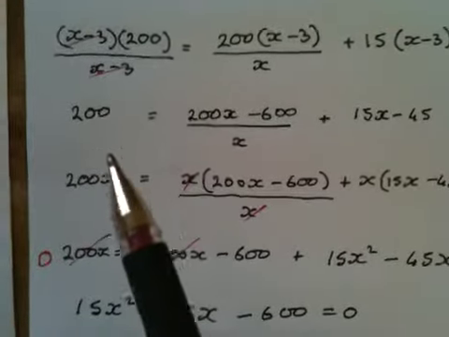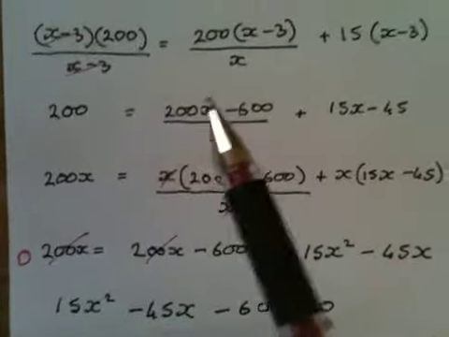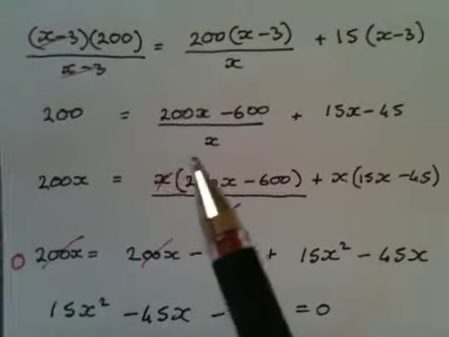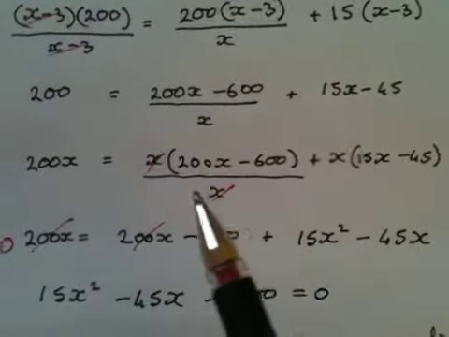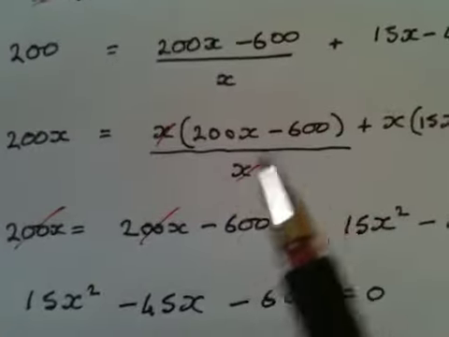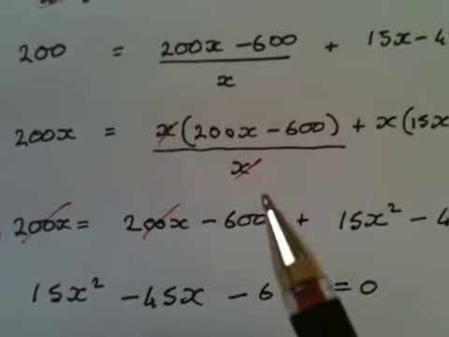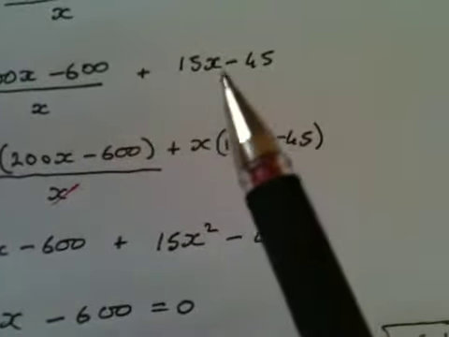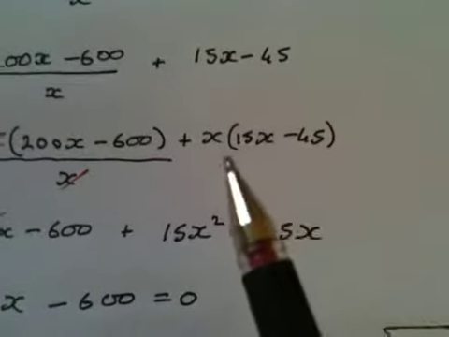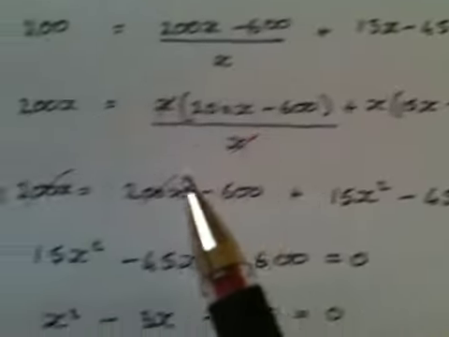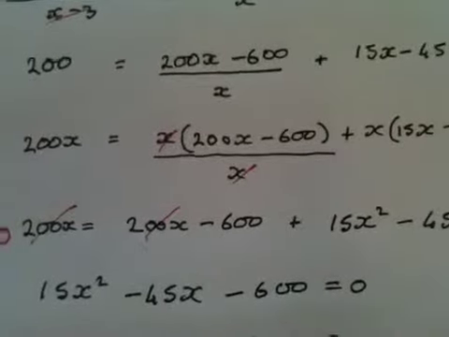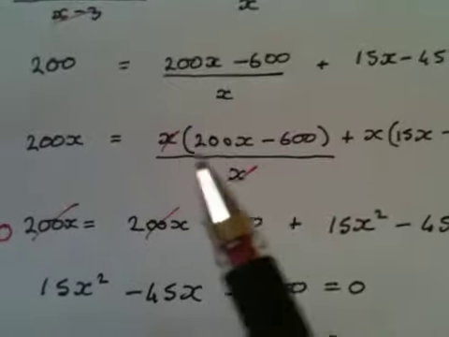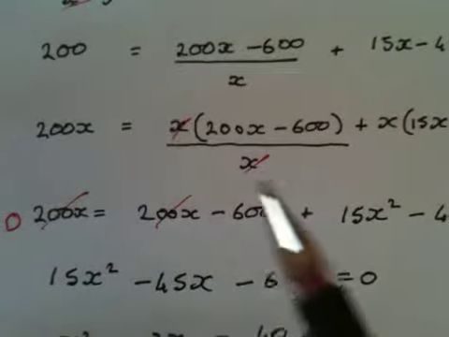So 200 multiplied by X gives me 200X. I multiply this by X, and it comes X multiplied by 200X minus 600, all divided by X. Now these X's cancel because of the same above and below the fraction line. And here we have 15X minus 45, all multiplied by X. We can bring this onto the next line here after some simplification. Remember, the X's cancel here, they're gone.